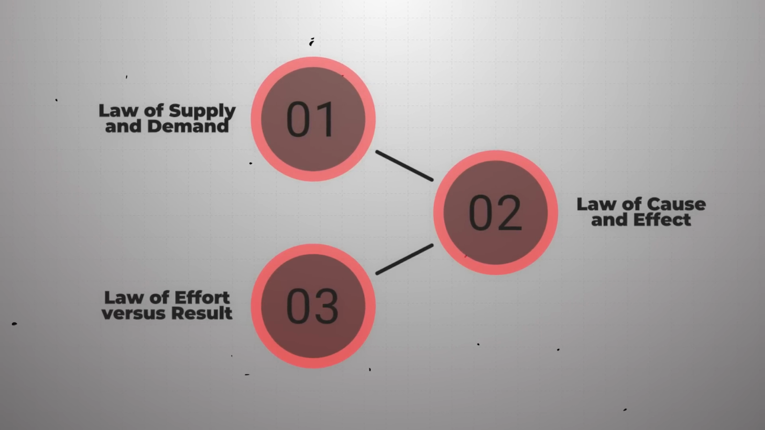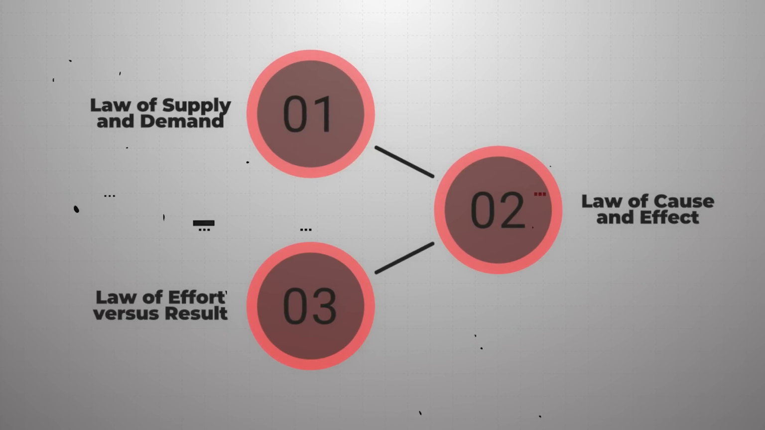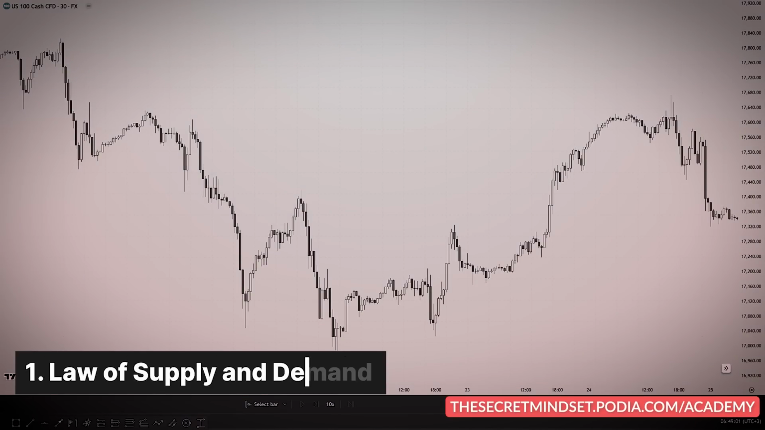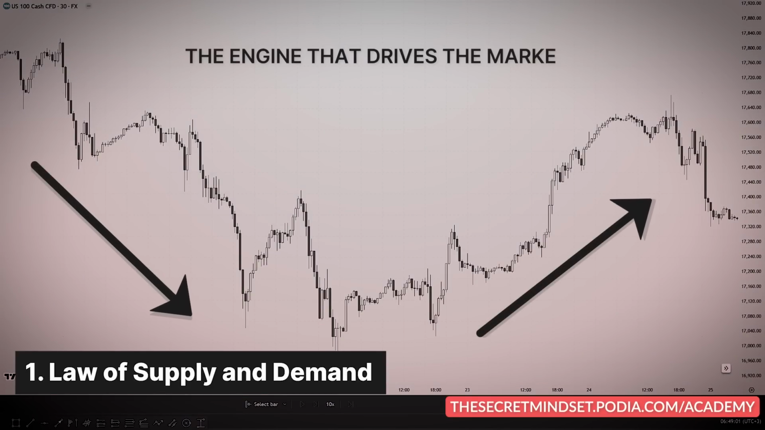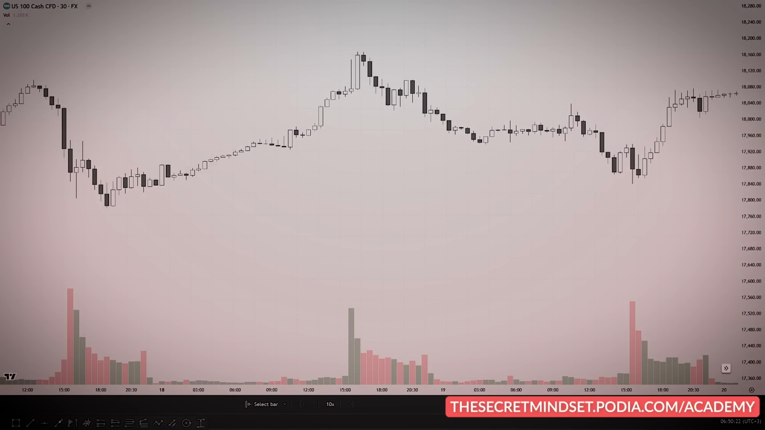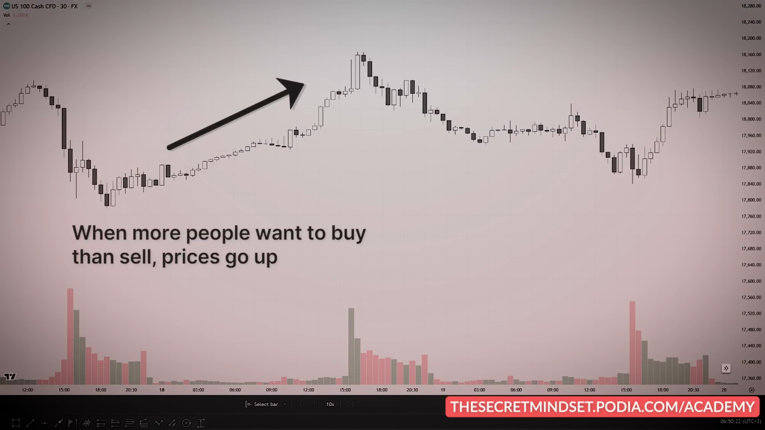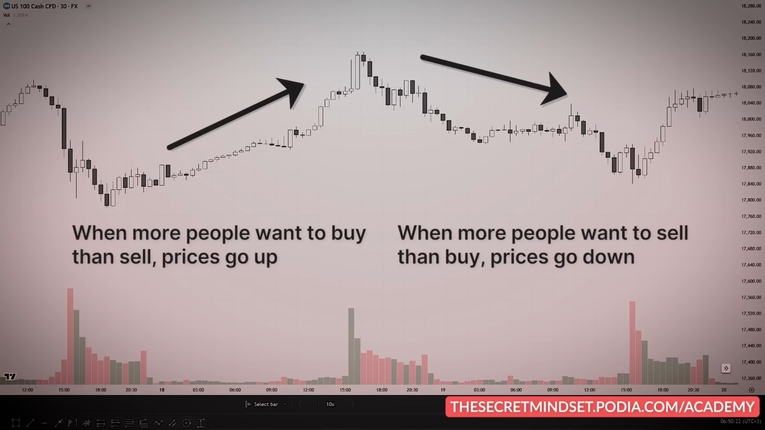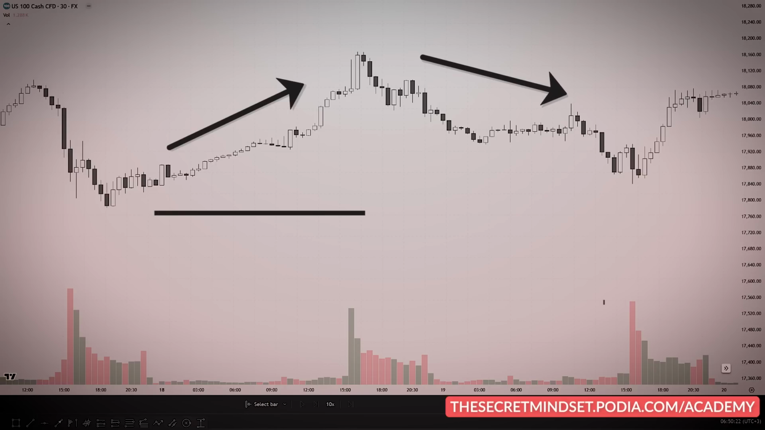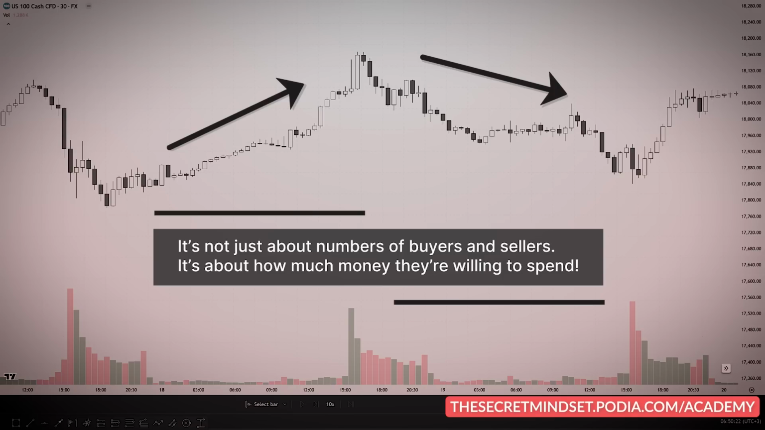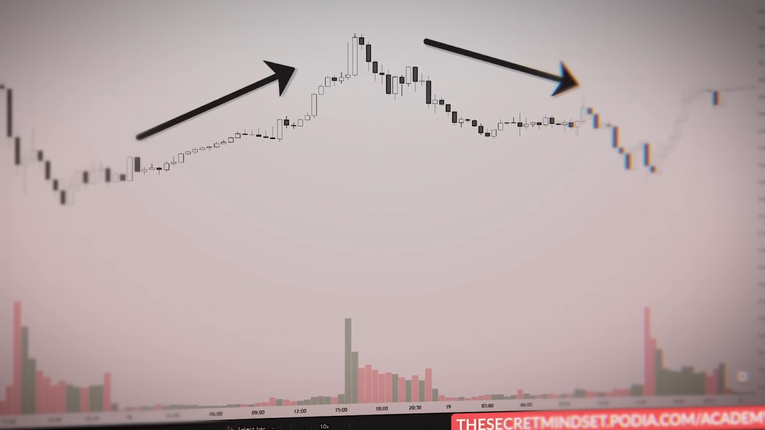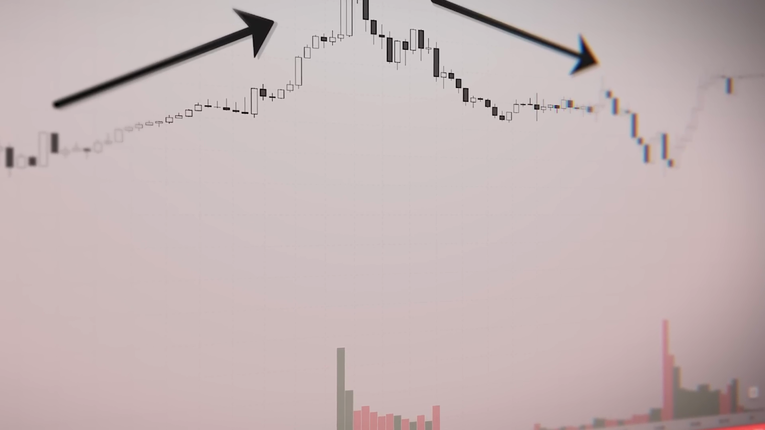These laws help you see what's really moving prices, not just what's on the surface. Let's start with the law of supply and demand. This law is the engine that drives the market. It's pretty simple. When more people want to buy than sell, prices go up. When more want to sell than buy, prices go down. But it's not just about numbers of buyers and sellers. It's about how much money they're willing to spend. It's about the intensity of their actions. One big buyer can have more impact than many small sellers.